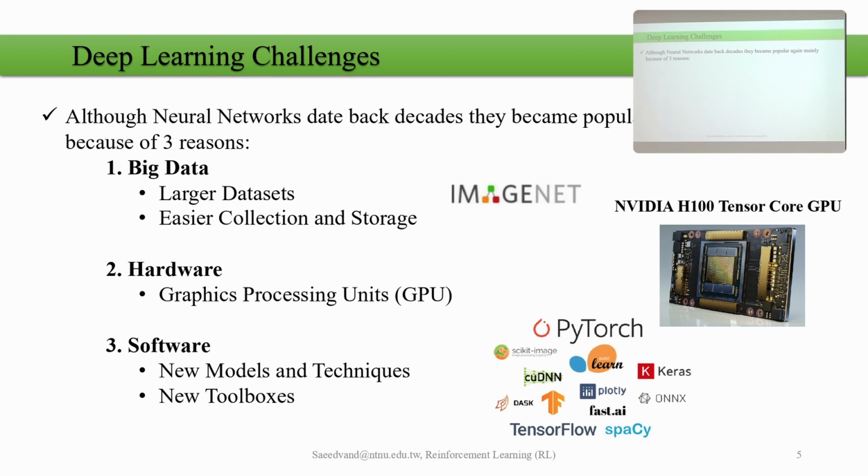So we say, although neural networks date back decades, and we have been working with neural networks for a very long time, why did deep learning recently become more popular? There are multiple reasons. One reason is big data. Recently, we have access to big data, because with deep learning we need access to lots of data.